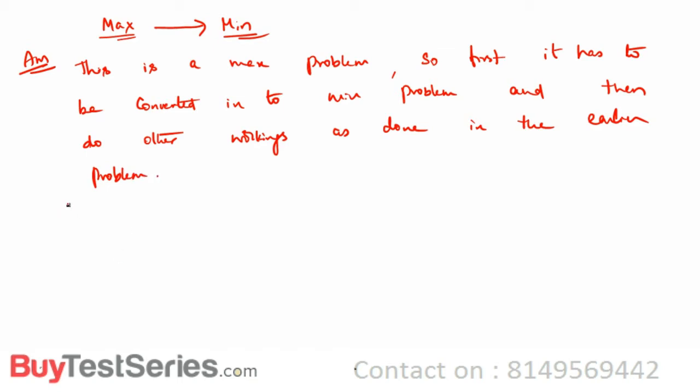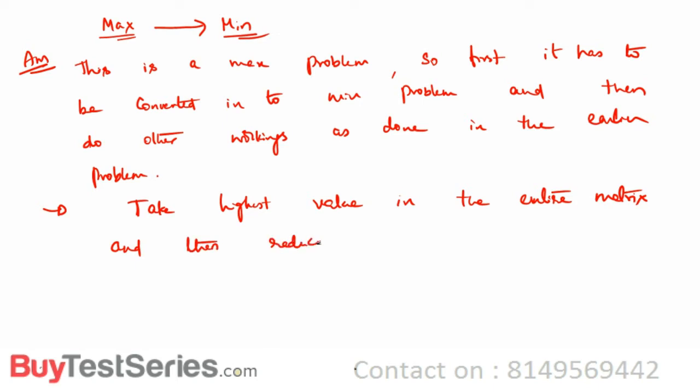Is that clear? So now the biggest question is how to convert a maximization problem into minimization. It's pretty simple. What you have to do is, let me write it over here: take the highest value in the entire matrix and then reduce the entire matrix from that highest value. Which means you take the big number in the entire matrix and then reduce the entire matrix from that big number.